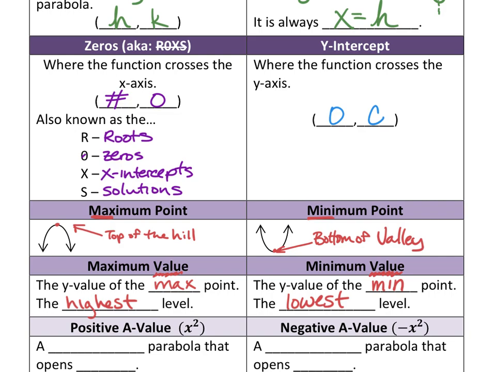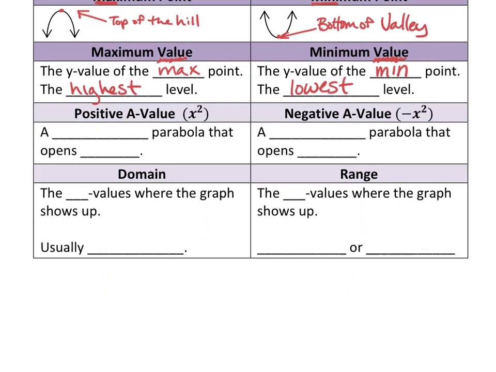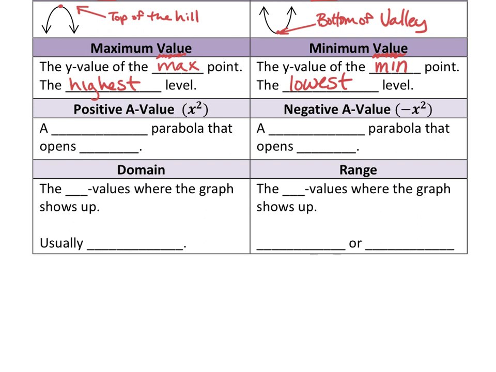Now the last couple things are a little bit extra here. We have a positive x value and a positive a value and a negative a value. A positive a value graph is a graph that is smiling because it's happy. So this is what it's going to look like. It's smiling. We would say that this opens up because you see how the arrows are going up. It's opening up. It's smiling.